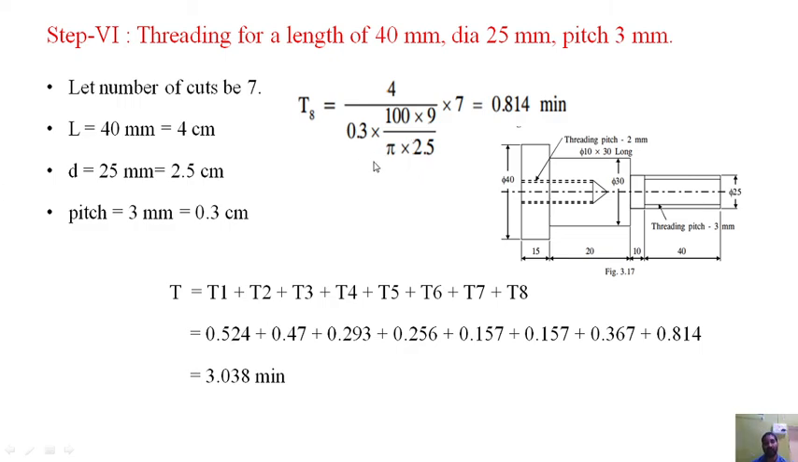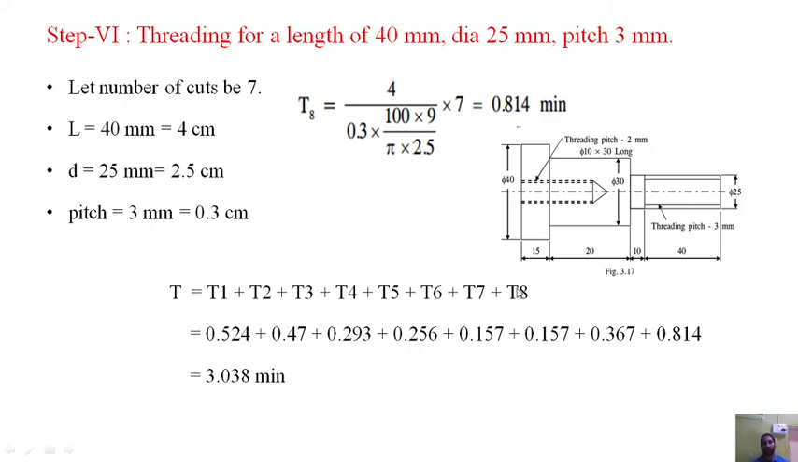So in case of tapping, the internal thread, we have to take the diameter of the tap. In case of the external thread, you have to take the diameter of the workpiece. So this point you have to remember. So number of cuts is 7, 1000 S by pi D. So that will be 0.8414 minutes.